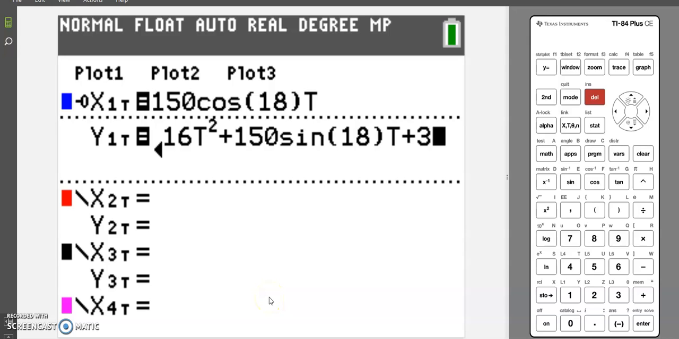Okay, now we're going to show how to model the baseball problem on our graphing calculator. I already put in the equations that we had done when we did the problem. Our x equals 150 cosine of 18 times t, and the y is negative 16 t squared.